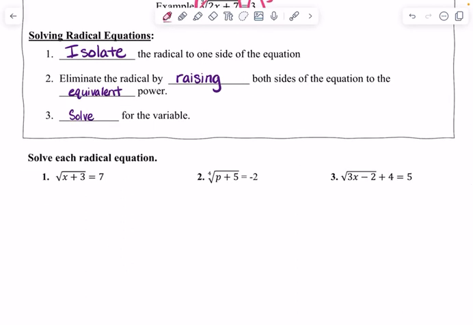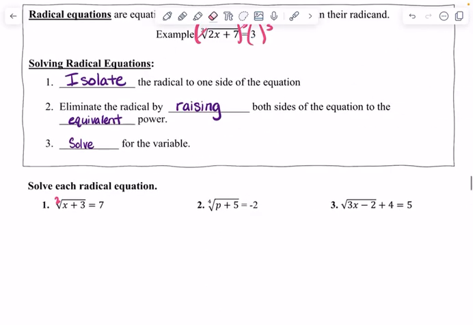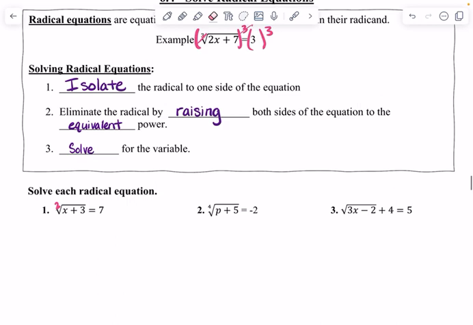So in example 1, remember when you don't see a root or an index, it is a 2. So that is the only thing on that left side. So we can start right away by undoing the square root by raising both sides to the squared power. So that purpose on that left side is to cancel out the root and get you to the inside stuff.